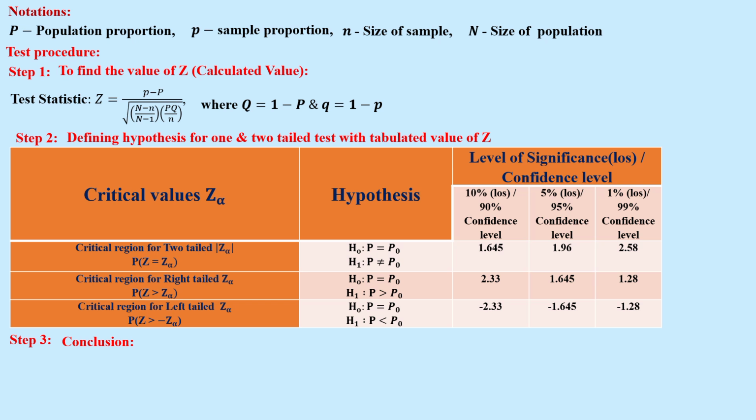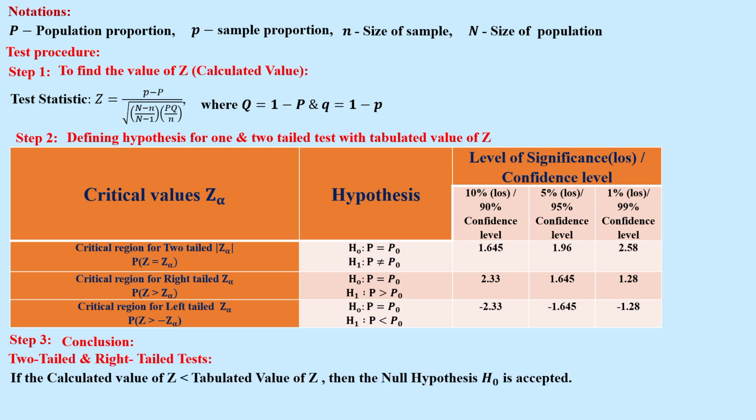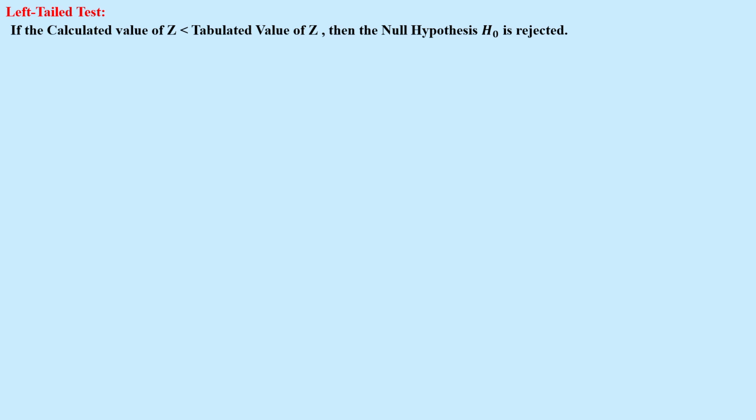Step 3, we are going to see the conclusion as usual. For two-tail and right-tail tests, if the Z calculated value is less than the tabulated value, H0 is not rejected, otherwise it is rejected. And for the left-tail test, because we are taking the negative value, if the calculated value is less than the tabulated value, it's not rejected if you are taking the minus values. Otherwise same as the previous.